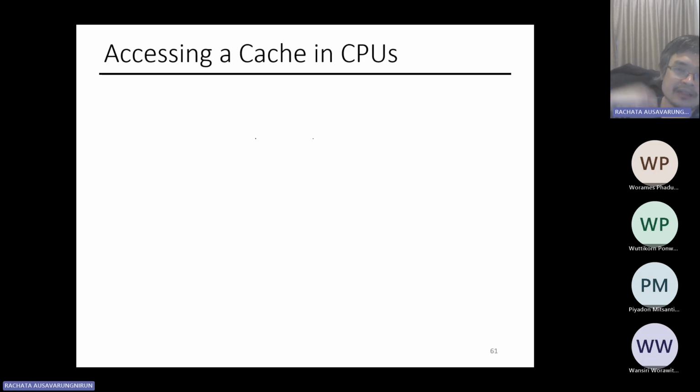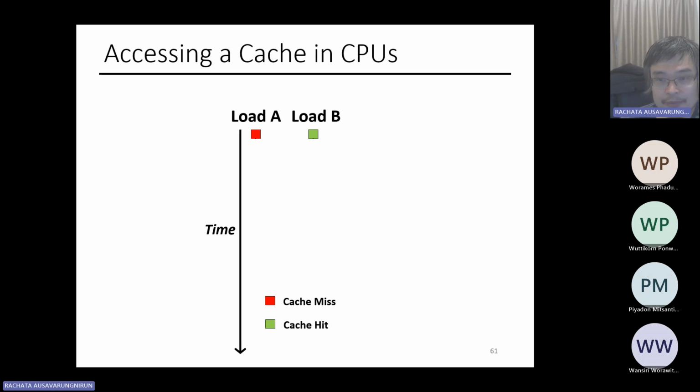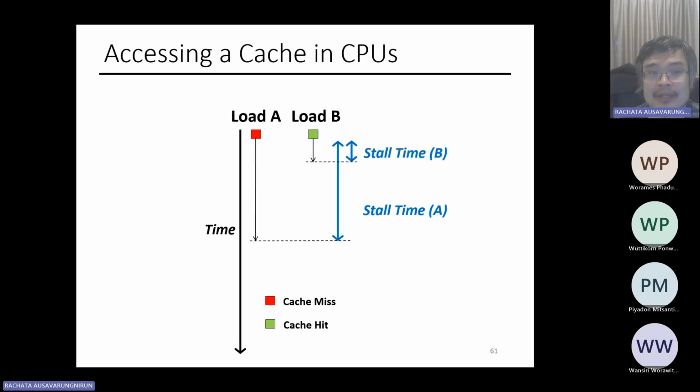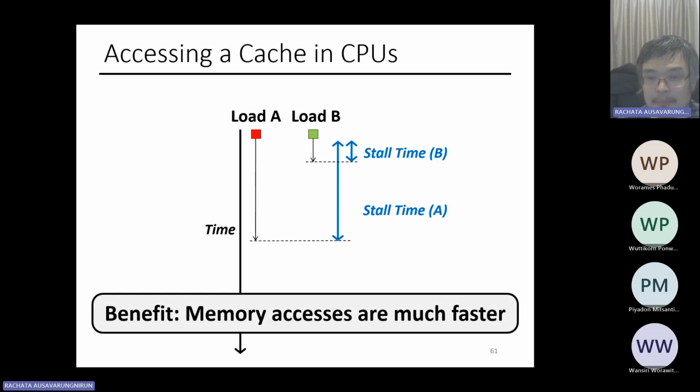All right. Now let's look at the cache. If you look at the CPU, you have two memory accesses, load A and load B. If it's a cache hit, it's awesome. The green thing is just awesome. It goes to the cache, quickly gets the data, comes back, resumes execution. If it's a cache miss, I go to the memory. It takes longer. So the stall time of A is that long, while the stall time of B is much quicker. The cache is there to make the memory access a lot faster.